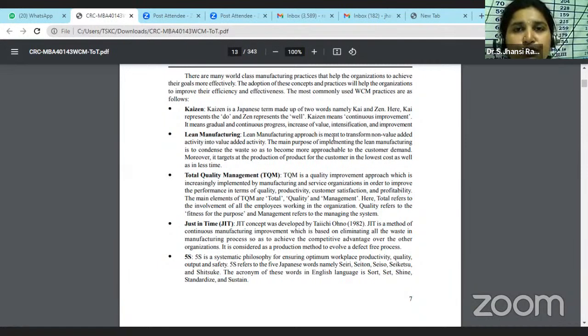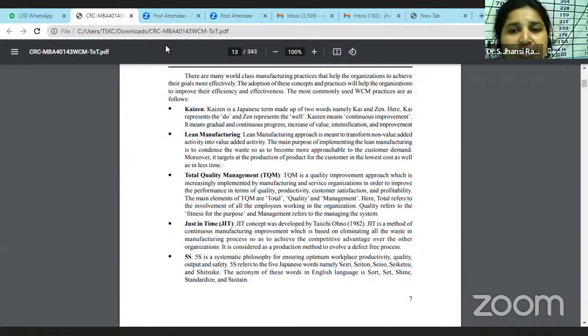Lean manufacturing approach is meant to transform non-value added activity. It means any activity which does not have value will be turned into a valued activity or value added activity. The main purpose of implementing lean manufacturing is to reduce waste so as to become more responsive to customer demand. Whenever there is waste, it will be cut down and converted into a more productive purpose. Next one is total quality management.